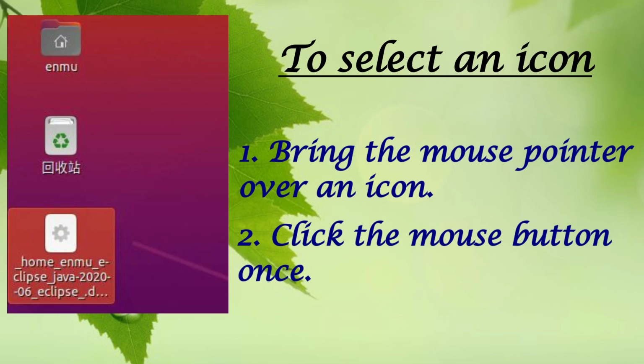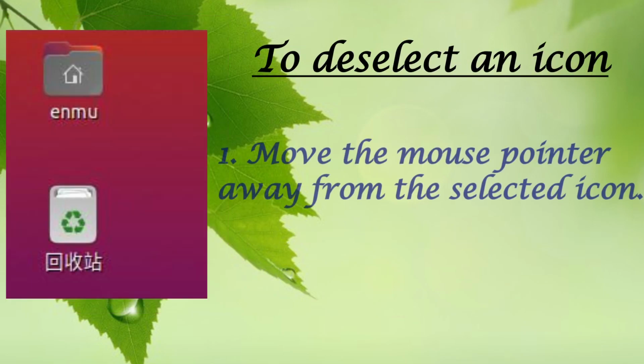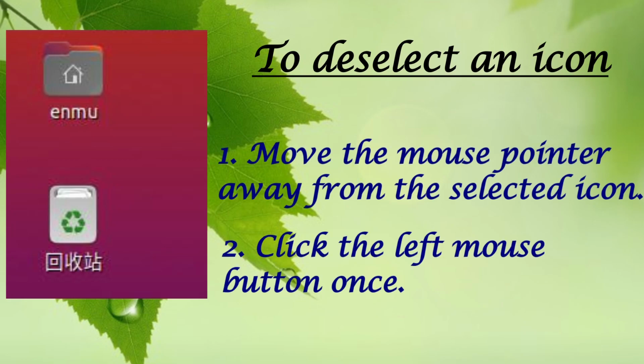Once more, to select an icon: step 1, bring the mouse pointer over the icon. Step 2, click the left mouse button once. If the color of the icon changes, it means that the icon is selected. How can we deselect an icon? To deselect an icon, we also have two steps. Move the mouse pointer away from the selected icon. Click the left mouse button once.